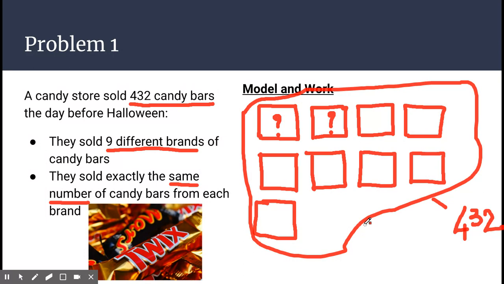So now that I have set it up this way, it really makes me think, if I'm trying to find out how many of each kind they sold, that I should figure out how many times 9 goes into 432. And that would help me figure out how many candy bars of each kind were sold. So it is a division problem. So now the video is going to stop. Take a moment to try to do this division on your own. Enter the answer in the box on the screen and then watch the correction.